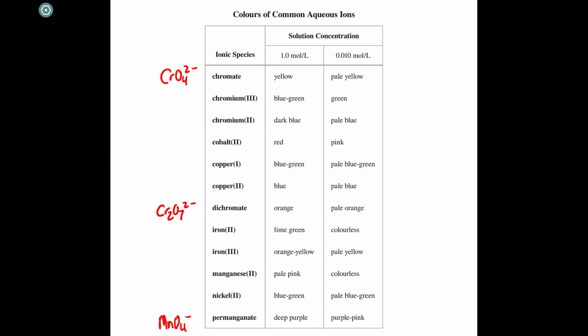Now, what you'll notice is they have two different colors, like yellow and pale yellow, blue-green or green, dark blue or pale blue. And this is just based around the concentration. I'm going to use my purple Kool-Aid example. If I put very little purple Kool-Aid crystals in water, it's this really pale purple because I don't have much in there. But if I put lots of purple Kool-Aid crystals in water, then I get this really deep, nice purple color. And so that's why you get these two different colors.